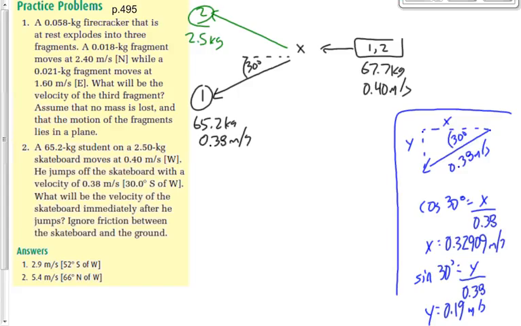I can, if I want, redraw this. Get rid of the 0.38. I could redraw it like this. What do I have here? 0.32909 to the left, and I've got 0.19 down. And now I've got no funny angles. Now I got the one that's going up, but that's what I'm trying to find, so that's okay. I don't mind that one. I can redraw it like that or not. Doesn't matter.